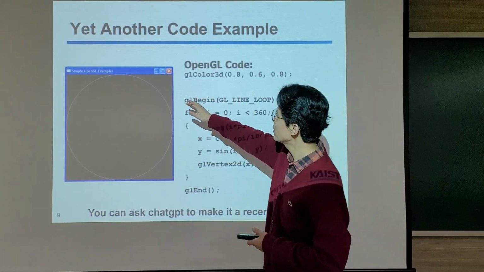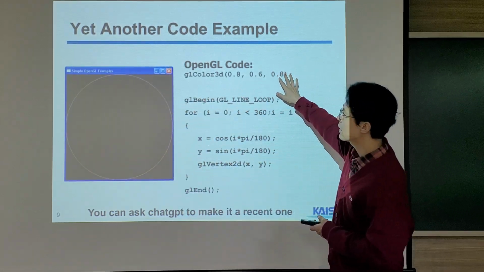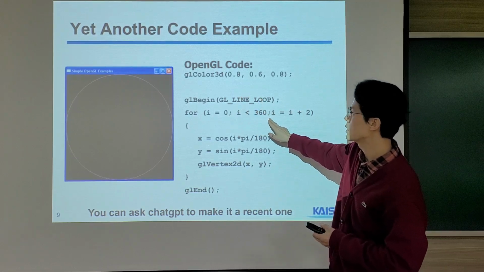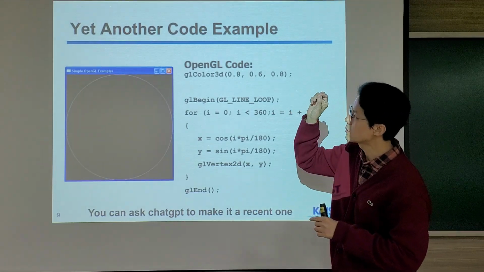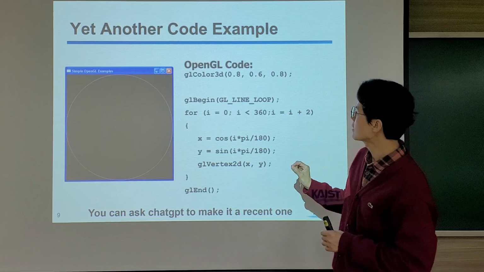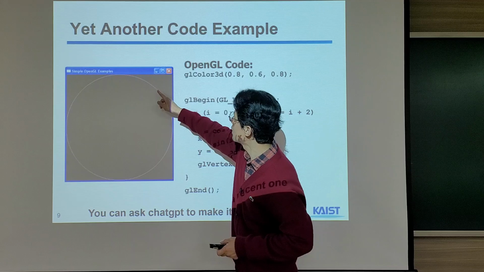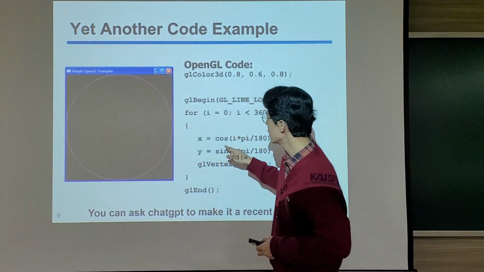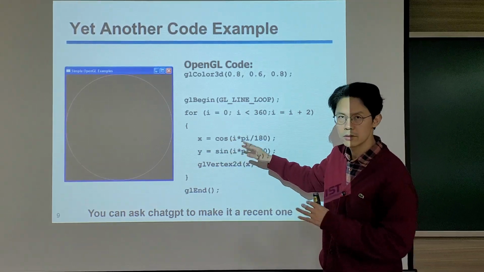Yet another example. Here I draw a circle and also specify the color. In this case I use GL_LINE_LOOP, and I approximate this circle with a set of discrete, very small line segments. I specify every vertex on this circle by using cosine and sine.